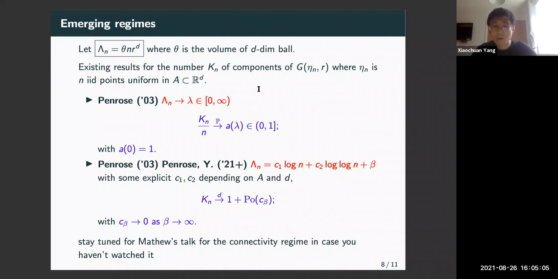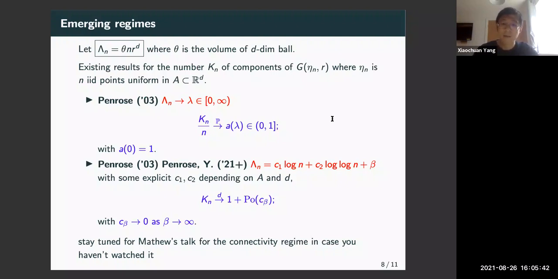If lambda_n goes to a finite constant lambda, which could be 0, it is shown in Matthew's book that the number of components divided by the number of points converges to a positive constant. And this constant is equal to 1 if lambda is equal to 0. So this corresponds more or less to the first figure in the simulation.